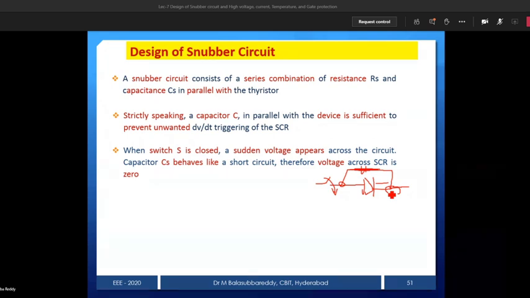Later on, what will happen? As time passes, the capacitor is gradually charging. Initially it acts as a short circuit, and later the capacitor gradually charges. Once the capacitor is charging, that same voltage will be applied across the device. Therefore the intention here is to minimize the dv by dt value.